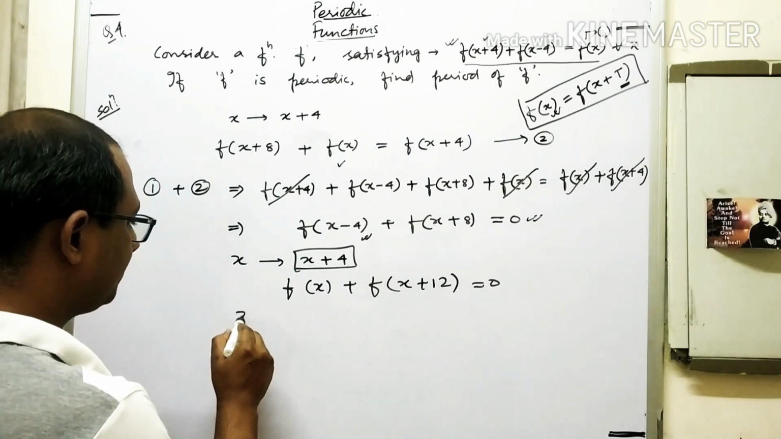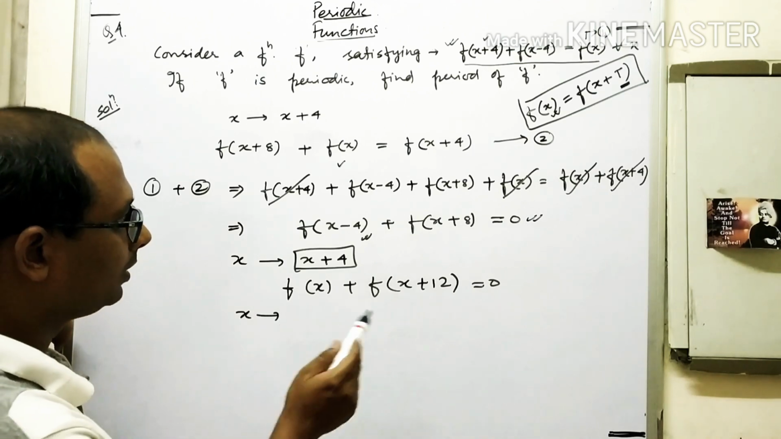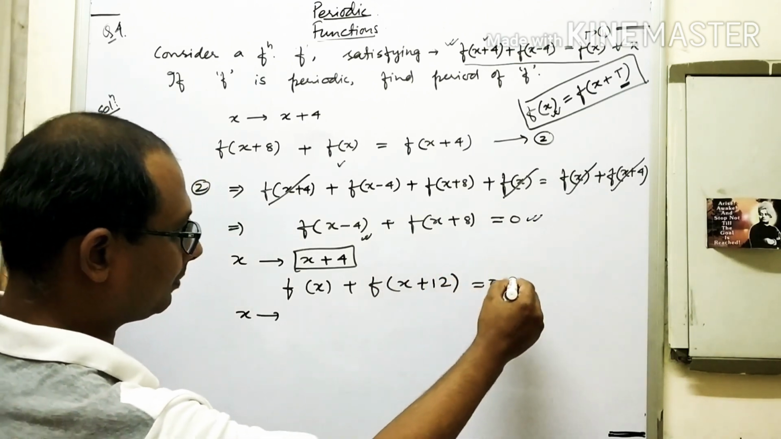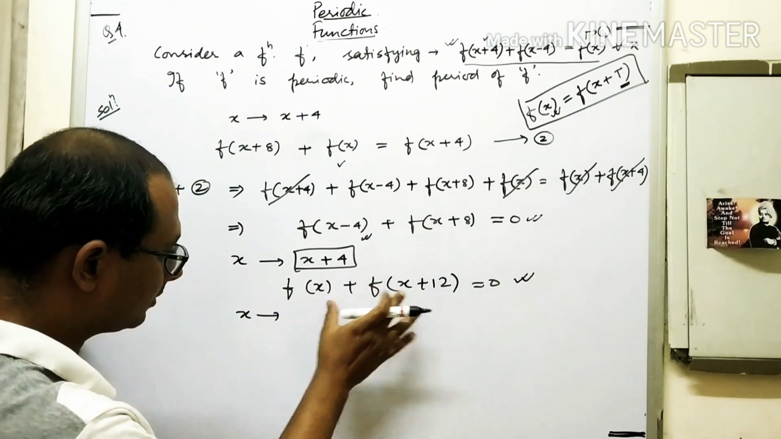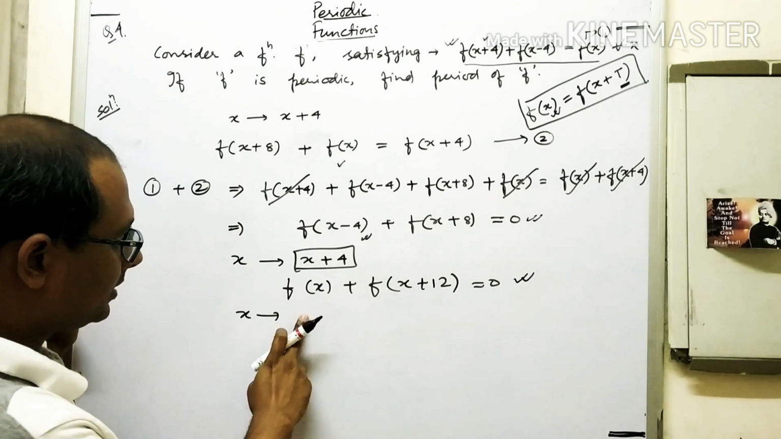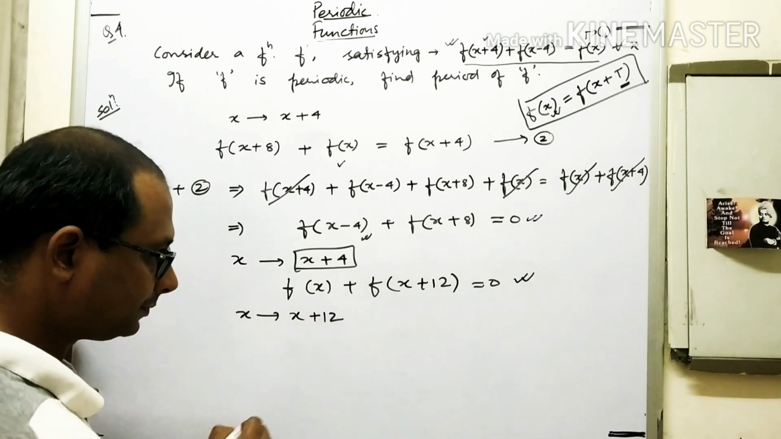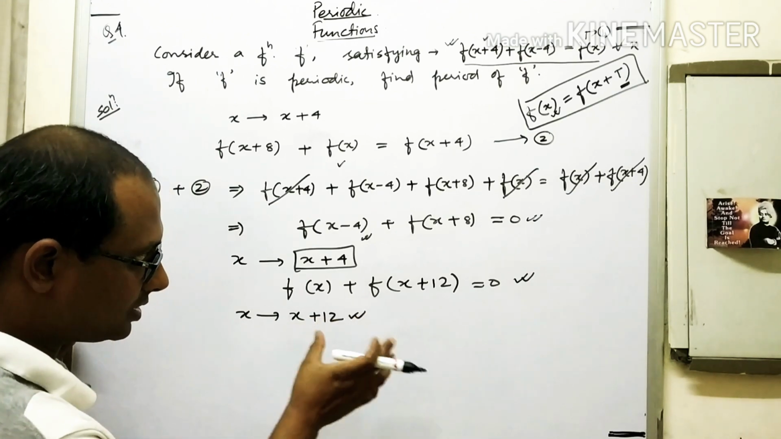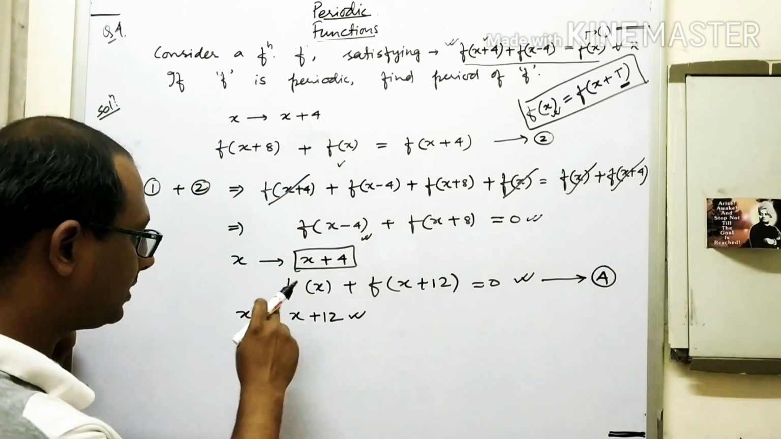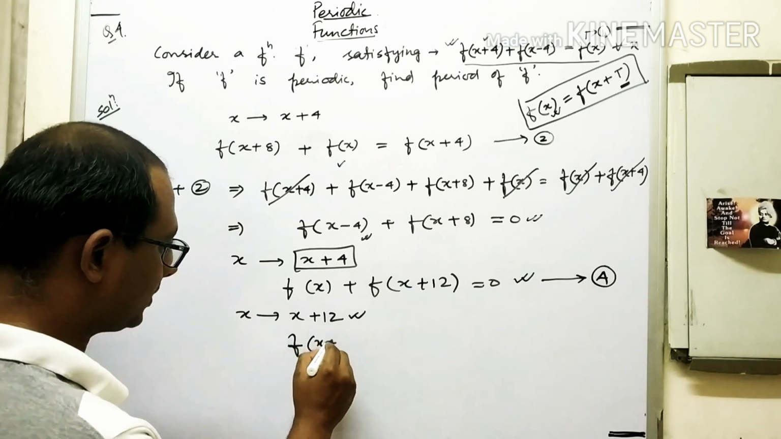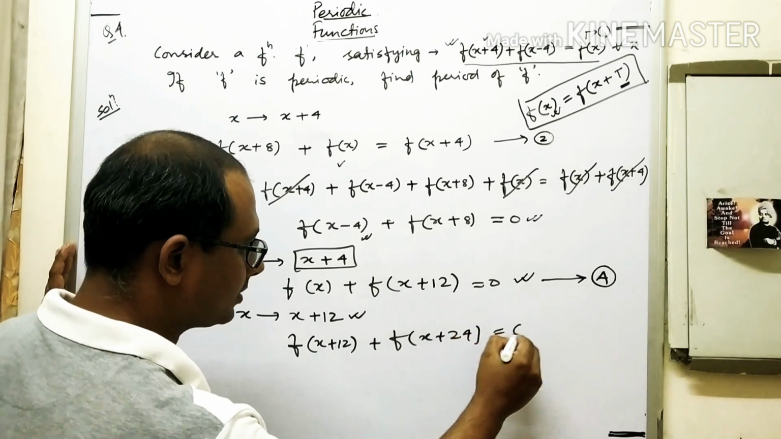So we'll proceed with that only. The previous equation was this, and now we are about to substitute, so we have to think from here. If I do one substitution here, f of x going to x plus 12. How this idea came, you will come to know after I write down the equation. So what I get is f of x plus 12 plus f of x plus 24 equal to 0.